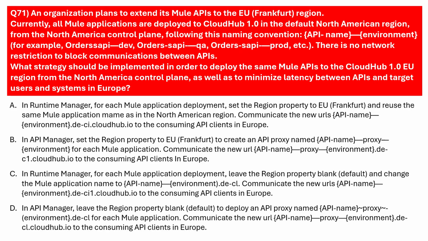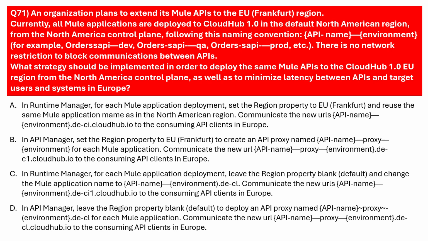Q71. An organization plans to extend its Mule APIs to the EU Frankfurt region. Currently, all Mule applications are deployed to CloudHub 1.0 in the default North American region from the North America control plane, following this naming convention: API name-environment, for example, order-SAPI-dev, order-SAPI-QA, order-SAPI-prod, etc. There is no network restriction to block communications between APIs.